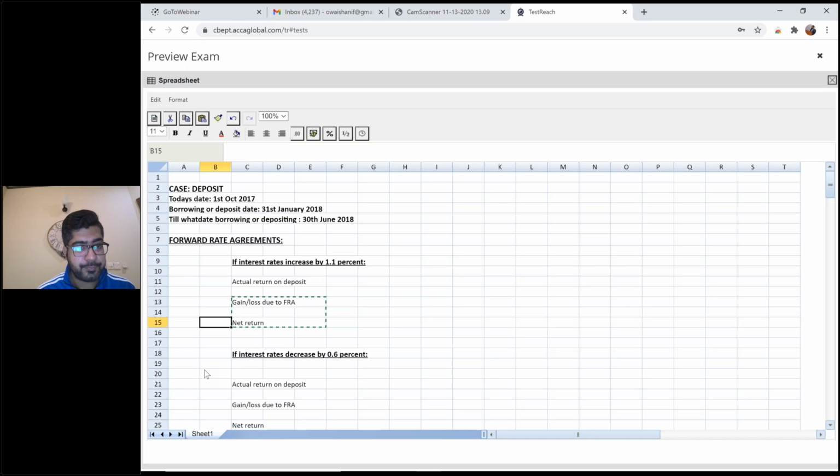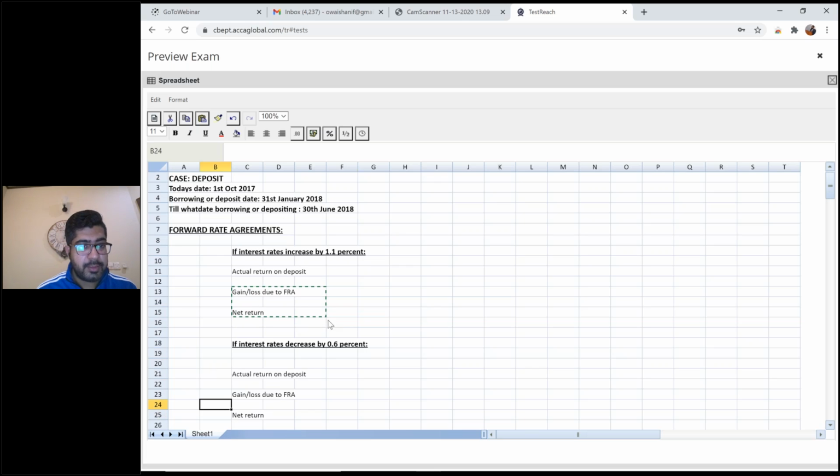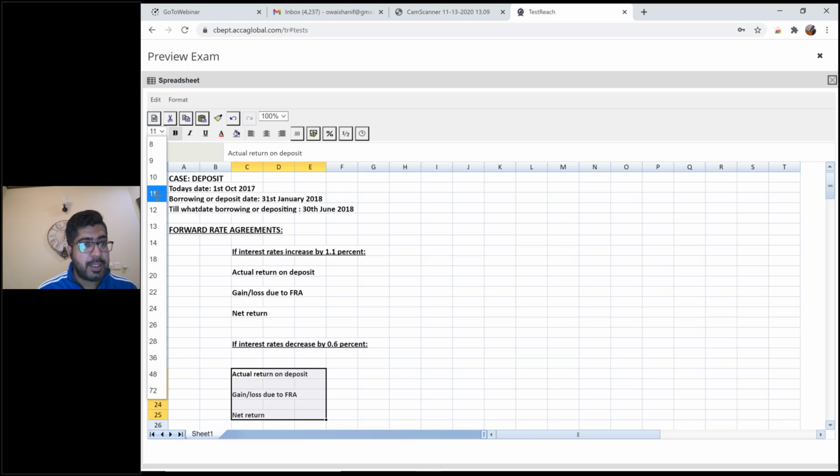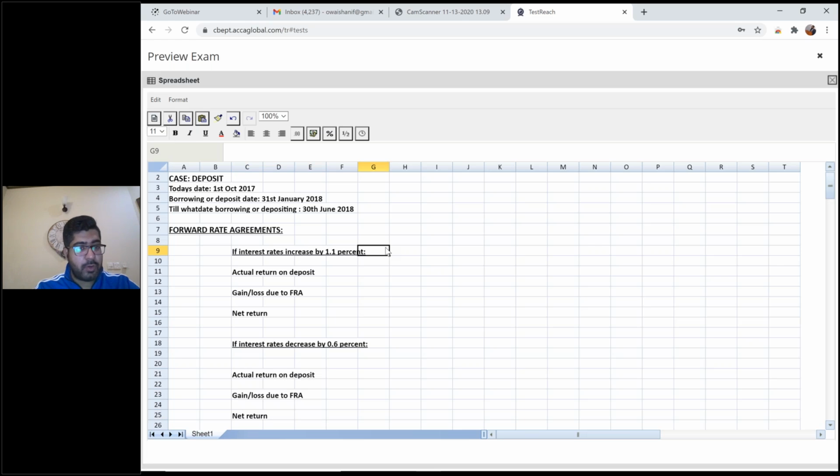Right? This is the format of FRA, which is in front of you, that you need to firstly write both cases working, increase or decrease. So actual cost of borrowing or actual return on deposit. It's a deposit case, so you need to write actual return on deposit, and then gain or loss due to FRA. You will get net return or net cost. Okay, you need to work if interest rates increase or decrease.